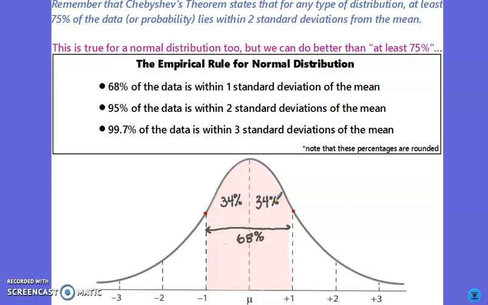And then the next one, the 2 standard deviations. If you go within 2 standard deviations of the mean, how much of that probability is taken up? 95%.